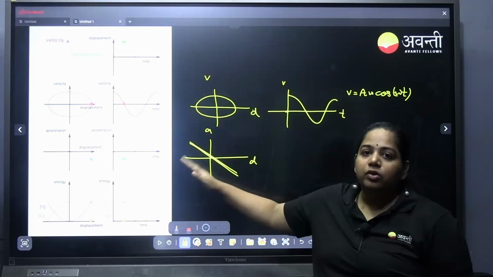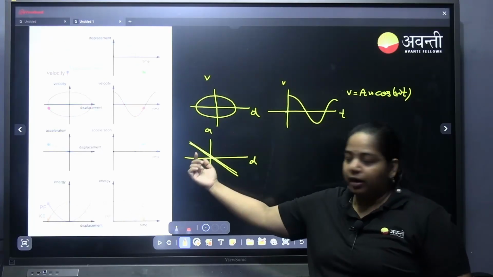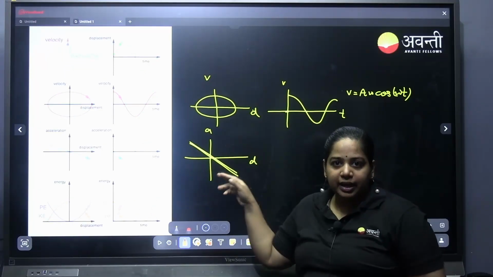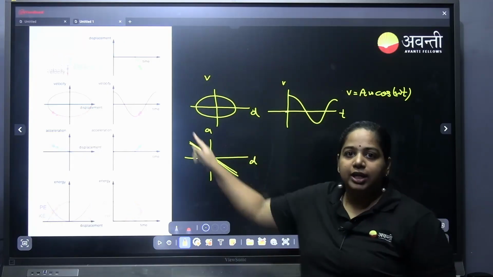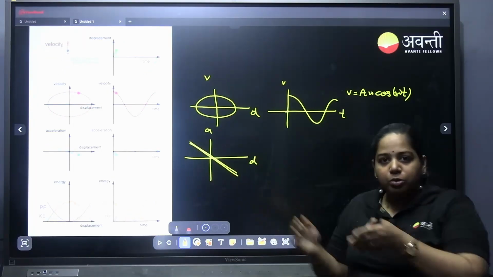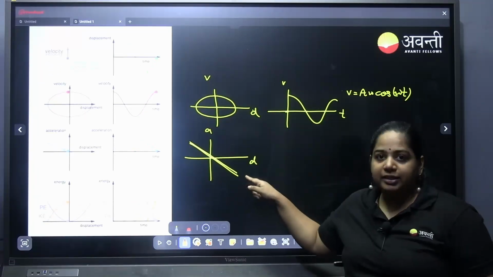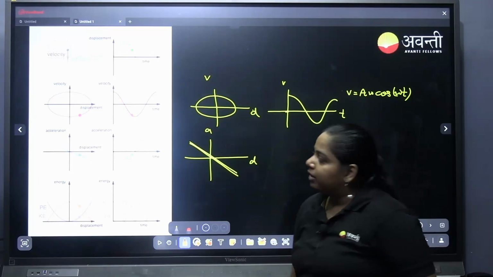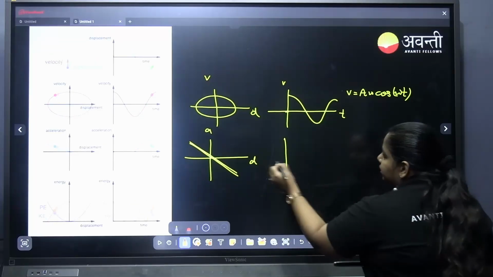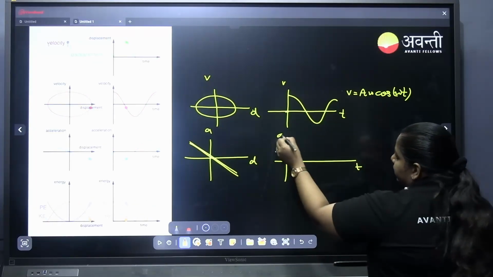When we go to the negative side, the acceleration will be acting towards the center, and as you go to the extreme position, it will increase. And when we come to the positive side also, the maximum acceleration will be at the extreme end. Okay, like that.